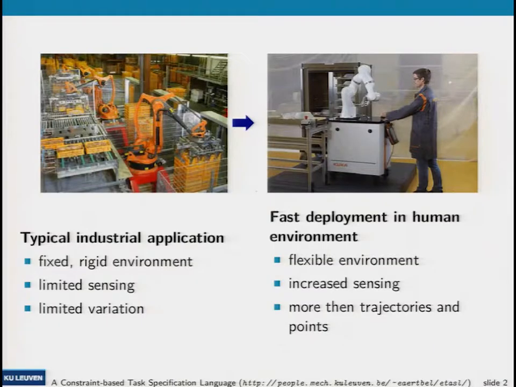In traditional robot applications, you have a fixed robot environment, you have limited sensing and limited variations. One of the aims of our project is to move towards fast deployment in human environments, where you have a much more flexible environment, increased sensing, such as force sensors, distance sensors, or cameras. And the task consists of more than only trajectories and points.